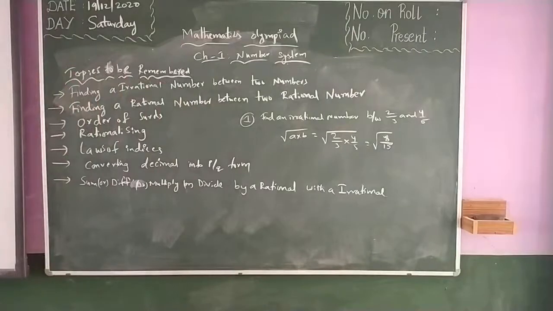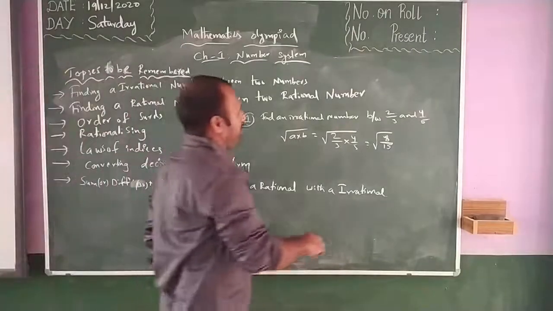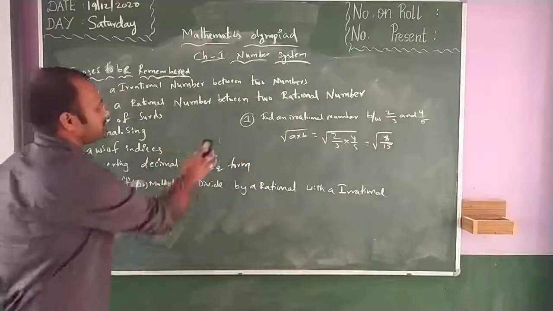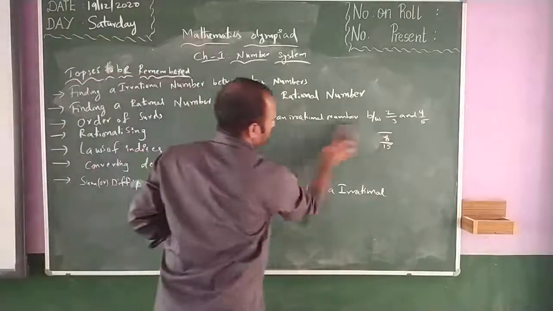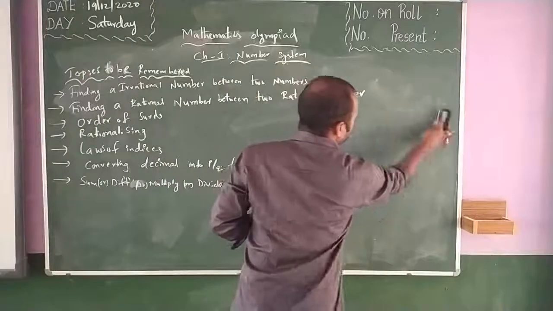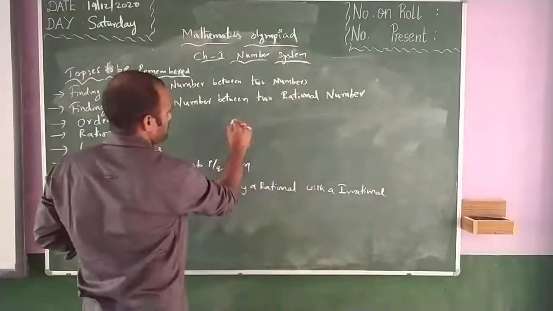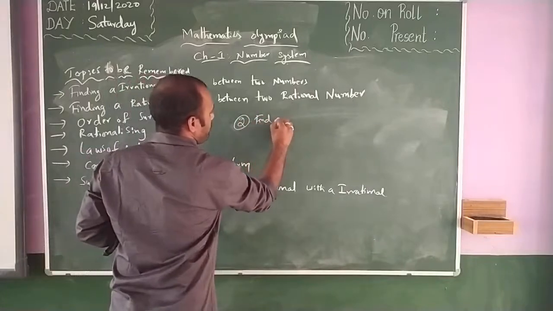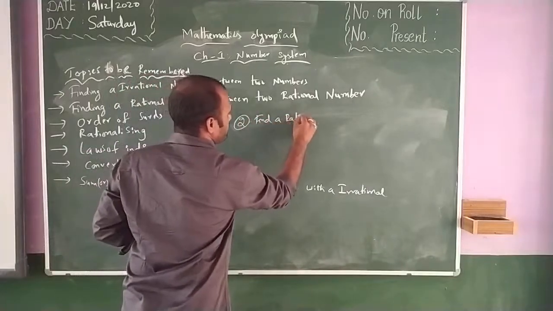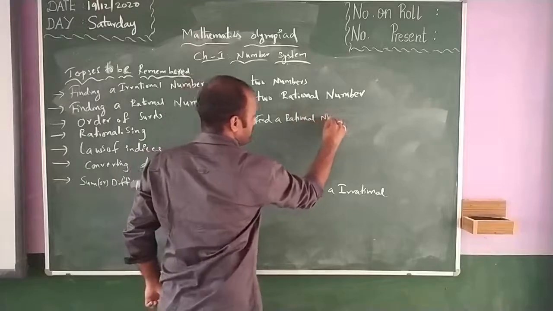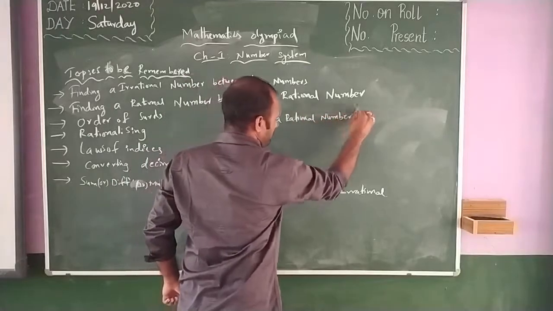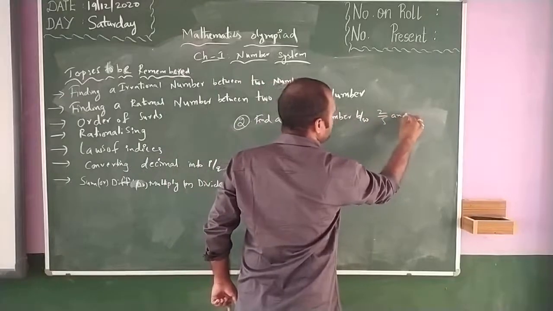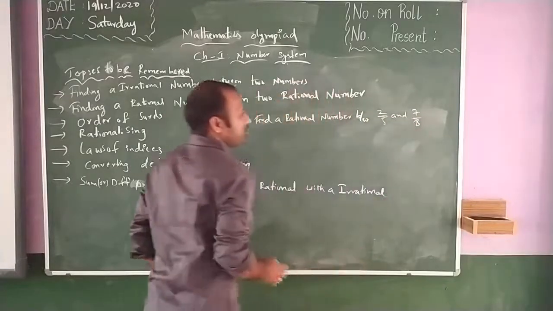Next, if you want to find the rational number between two numbers, the same second question we will discuss. If it is asking us to find a rational number between two numbers, find a rational number between 2 by 5 and 7 by 8.